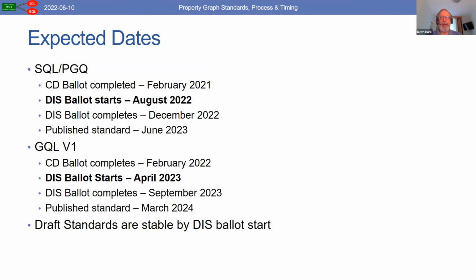However, if you happen to be an implementer, one of the things to remember is that the technical part of draft standards is stable by the time the DIS ballot starts. So you can be fairly confident in SQL PGQ by the end of this next week. For GQL, you can be fairly confident by March or April of 2023.